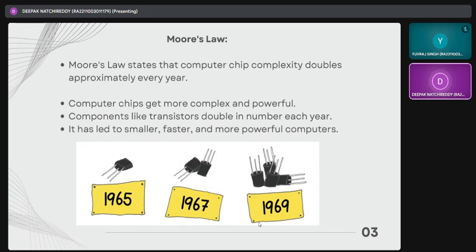Example: 1971 Intel 4004 had about 2300 transistors. But in 2022, Apple M1 Ultra has 114 billion transistors. That is the difference between 1971 and 2022. Dennard scaling: as transistors shrink, power consumption per transistor decreases proportionally, allowing higher frequency without a huge power increase.